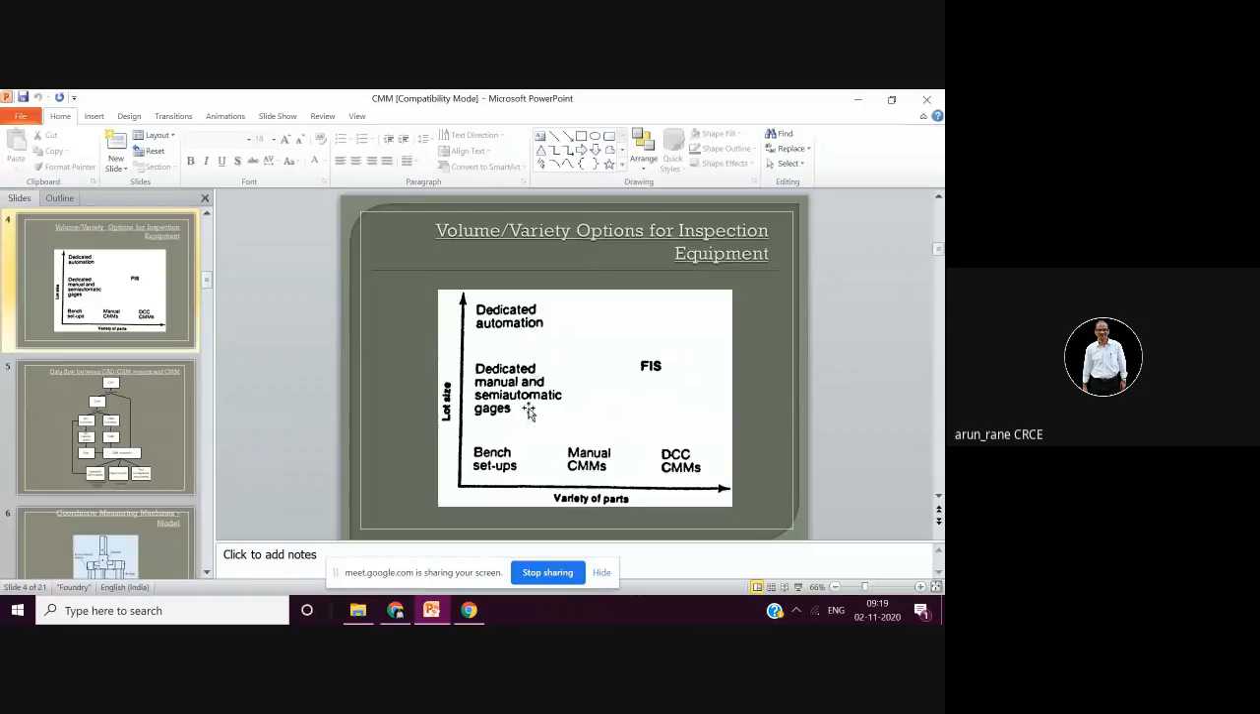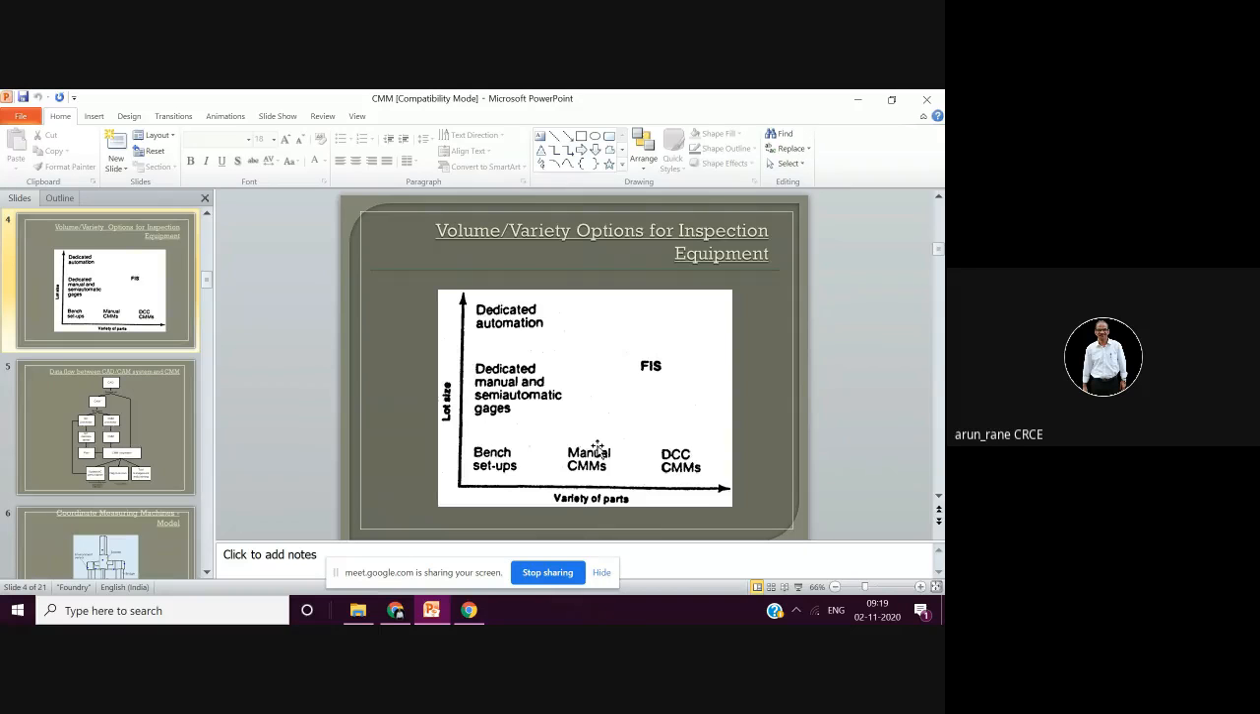So this is variety or volume options for the inspection equipment. Suppose if the variety of the parts is less, if there is not much variation in the parts, you can go for your normal inspection devices. But if the part variation is many, that is today product A, tomorrow product B, product C, product D, then you have to go for a CMM.